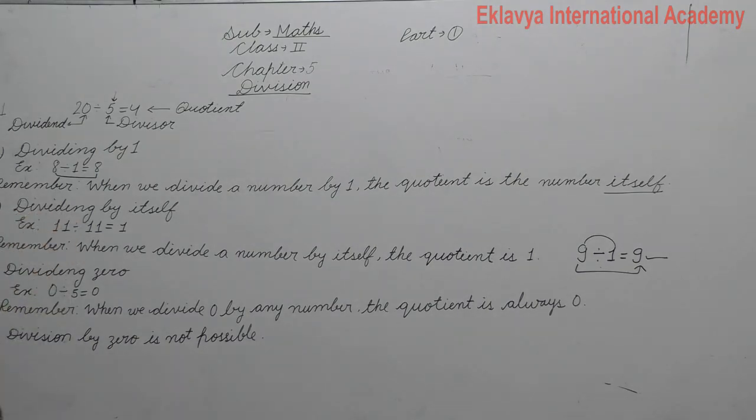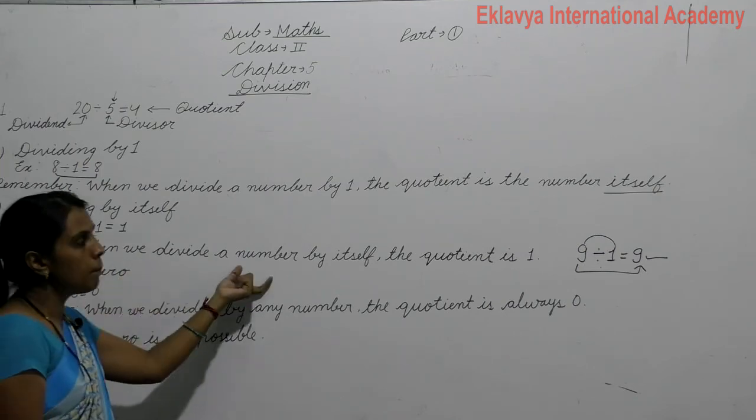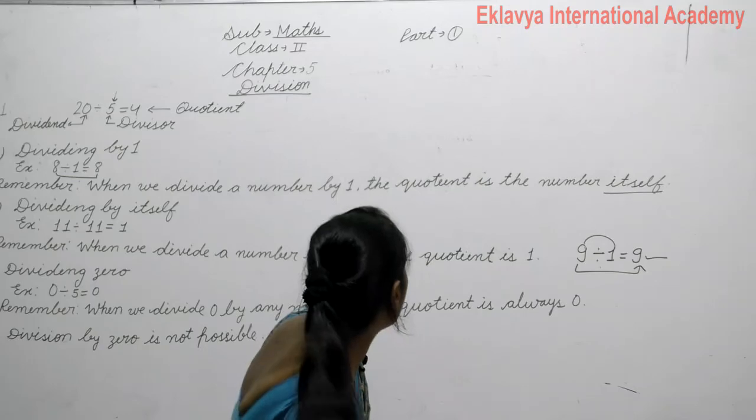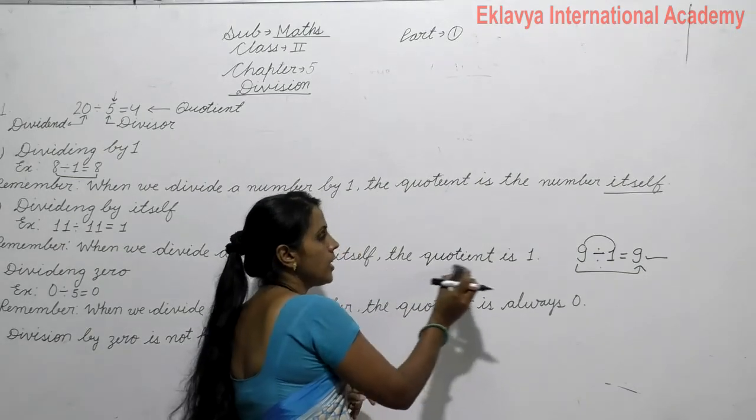Next students, the third type of property is dividing by itself. Students, I have given you an example here, 11 divided by 11, so we get 1. So remember students, keep in your mind, when we divide a number by itself, the quotient is 1.